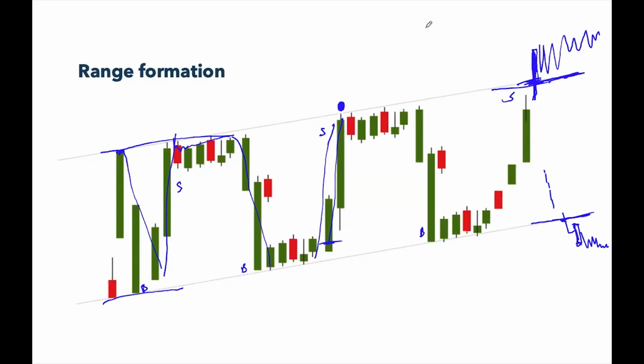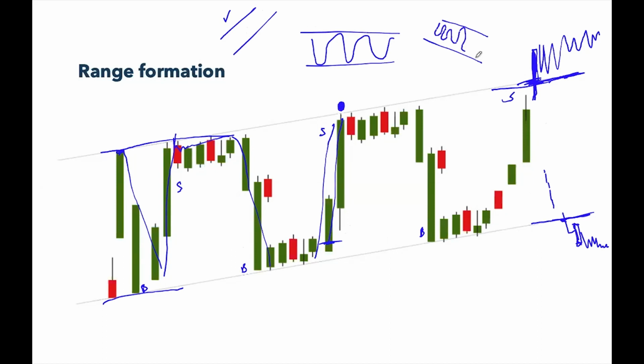The range can be horizontal. It could be something like this, and it could be something like this. Ideally, this is the ideal case because chances of breakouts are much higher. Here, chances of breakout and breakdown are relatively higher, so we should be avoiding this. And here, chances of breakdowns are more than breakouts. So this should be the primary range formation that we should look for.